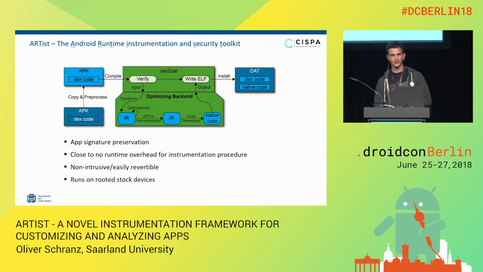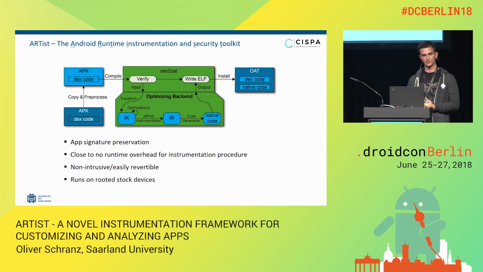Also, I mentioned the app signature, and this is a common problem of bytecode instrumentation approaches, where people just change the APK with, for example, APK tool and repackage it. We don't have this problem, because we're only working on this copy over here, and we don't change the original APK, and the copy is just dropped afterwards. We just change this compiled version.